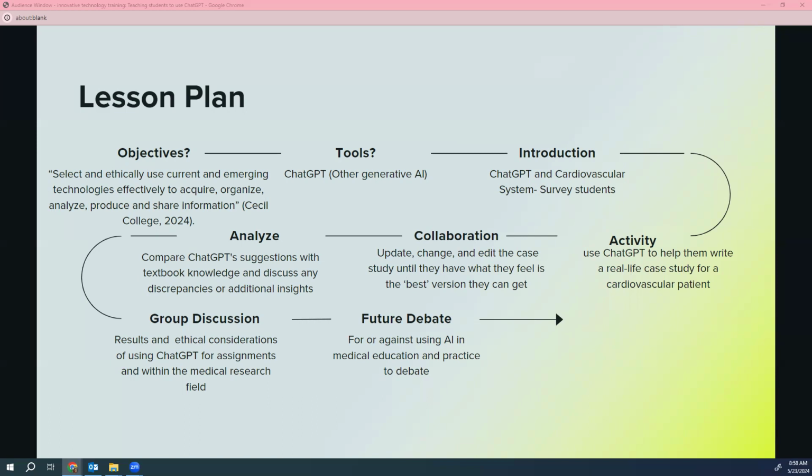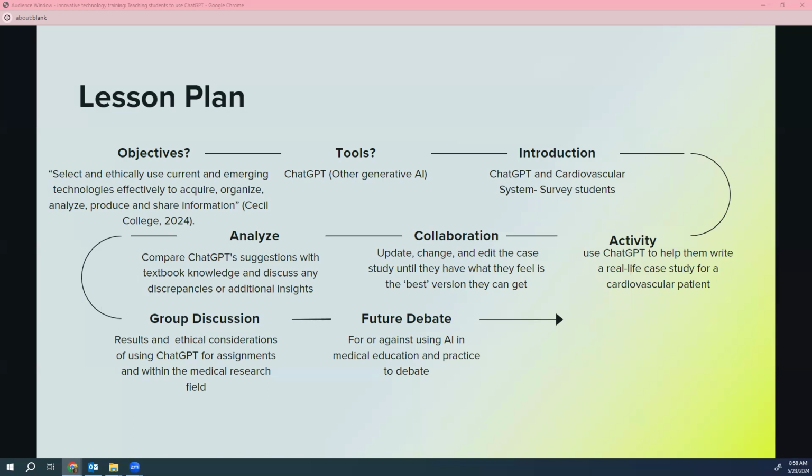And then they will explore, using traditional research methods, alternative diagnoses and treatment options. Groups would compare ChatGPT's suggestions with textbook knowledge and discuss any discrepancies or additional insights. Students would work in groups to create a report or presentation that analyzes that case study. They could use tools like Padlet to compile and present their findings.